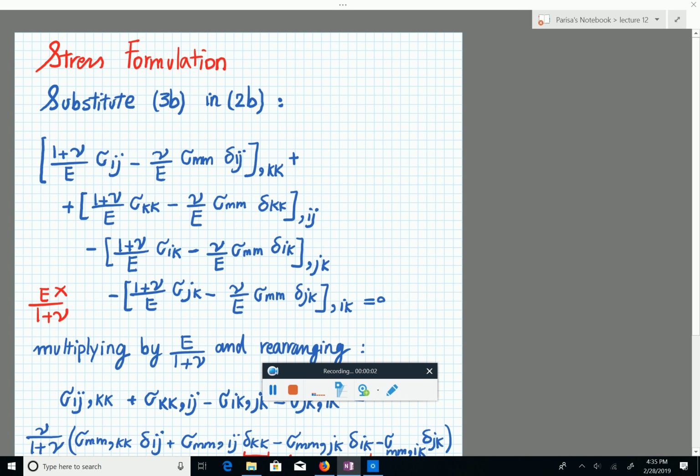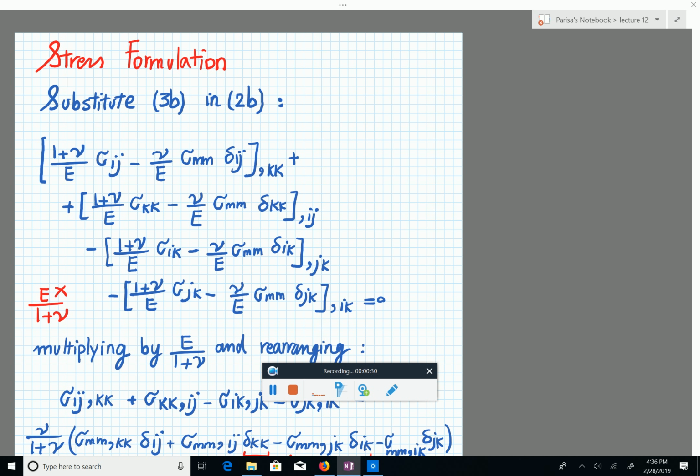Let me remind you, from Tuesday it's easier, where we are. So we did the displacement formulation. Basically, we collapsed the 15 equations into an equation where everything was in terms of displacement. Do you happen to know what that equation is called? Navier equation of linear elasticity.